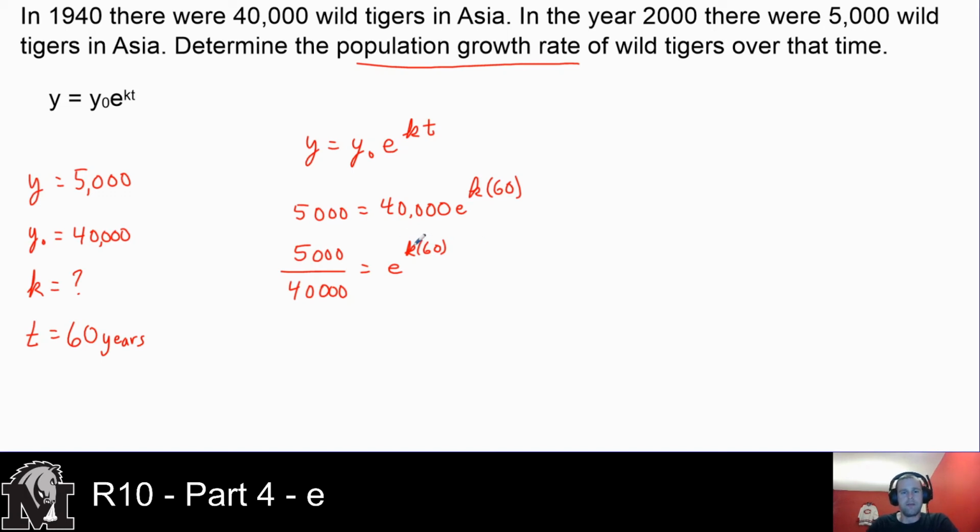Now, because my variable or my unknown is in the exponent, I would apply a logarithm. You could apply any logarithm that you want, but I think it's going to be easier if you apply the natural log, which is log to the base e. So if I say ln of 5,000 over 40,000, and then we have ln of e to the power k times 60.